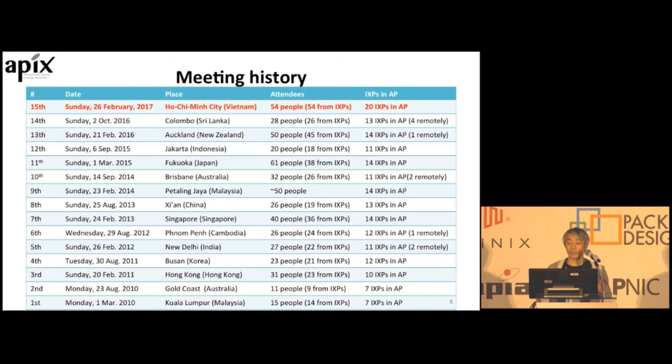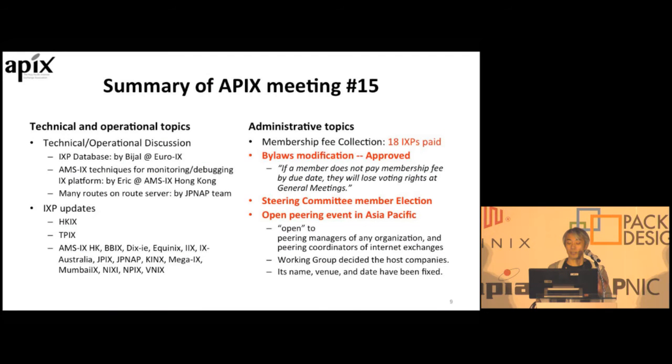And this time, the attendees are recorded as 54, but actually this was the number of registered users. I think 60 or more people had registered, and 20 IXPs in Asia Pacific joined. Of course, in other regions, 4 or 5 internet exchanges joined. So this time it was a very big meeting.